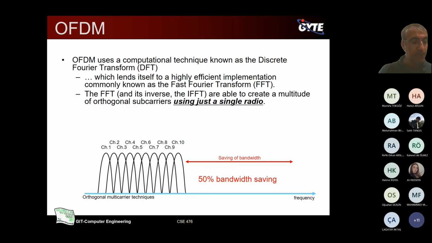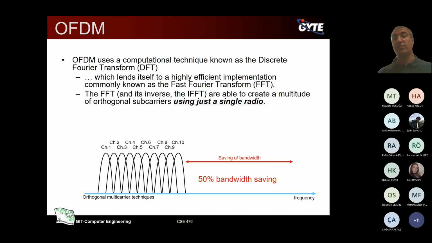This is how we achieve OFDM, by splitting the whole channel into sub channels. As you see, in this case it is 10 sub channels, and then 50% bandwidth saving can be achieved, and this is done through the FFT, or discrete Fourier transform. And that's all for today.